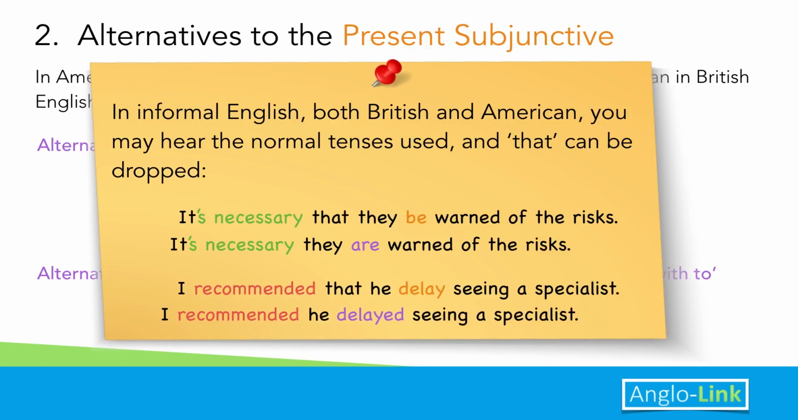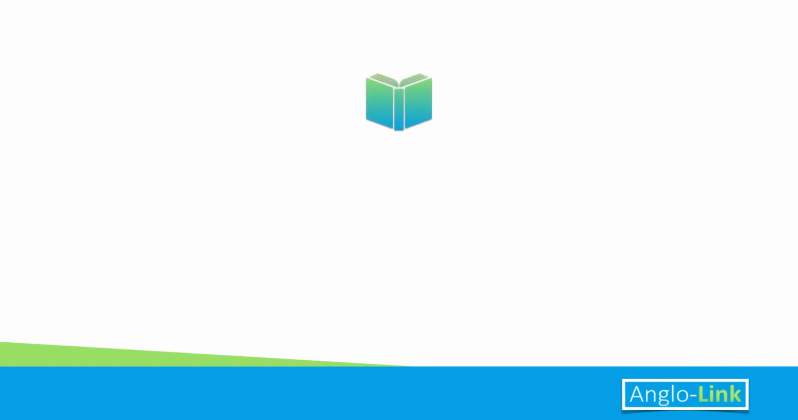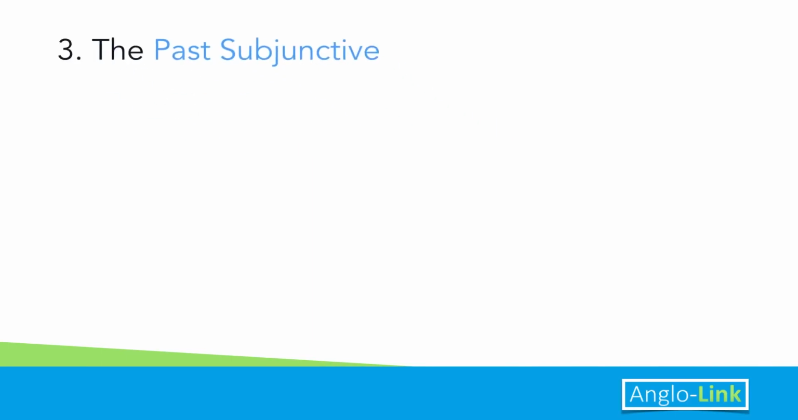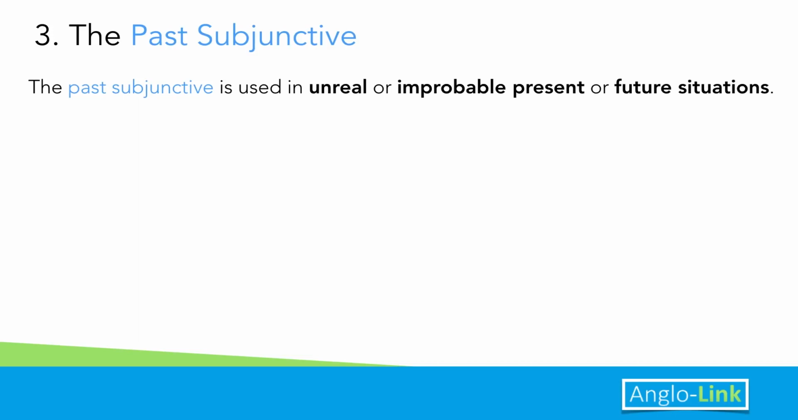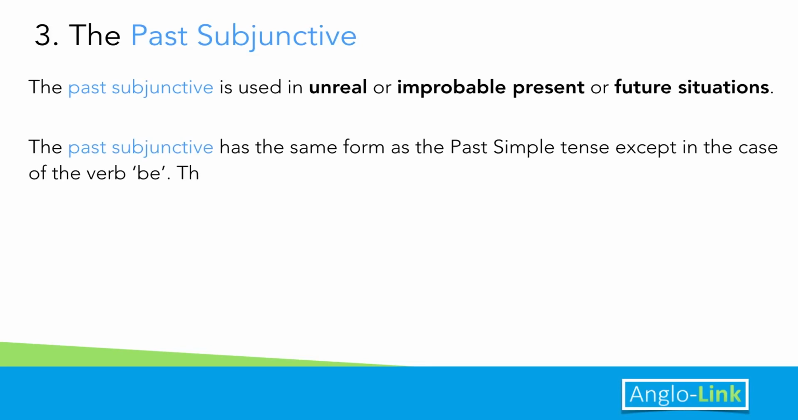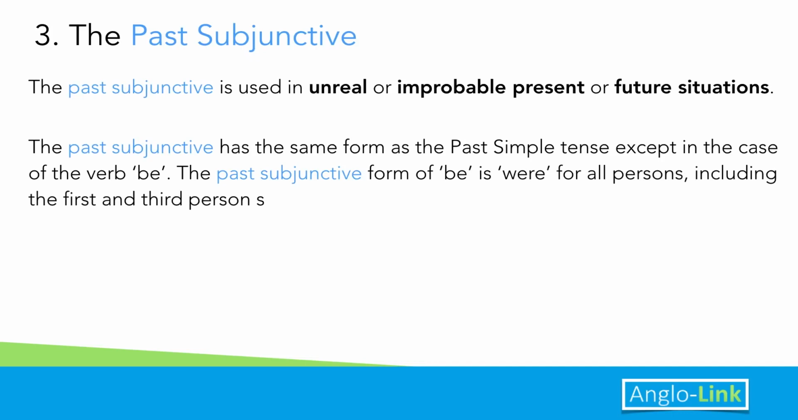Right, that's all for the present subjunctive. Let's move on to the past subjunctive. The past subjunctive is used in unreal or improbable present or future situations. It has the same form as the past simple tense, except in the case of the verb be. The past subjunctive form of be is were for all persons, including the first and third person singular.